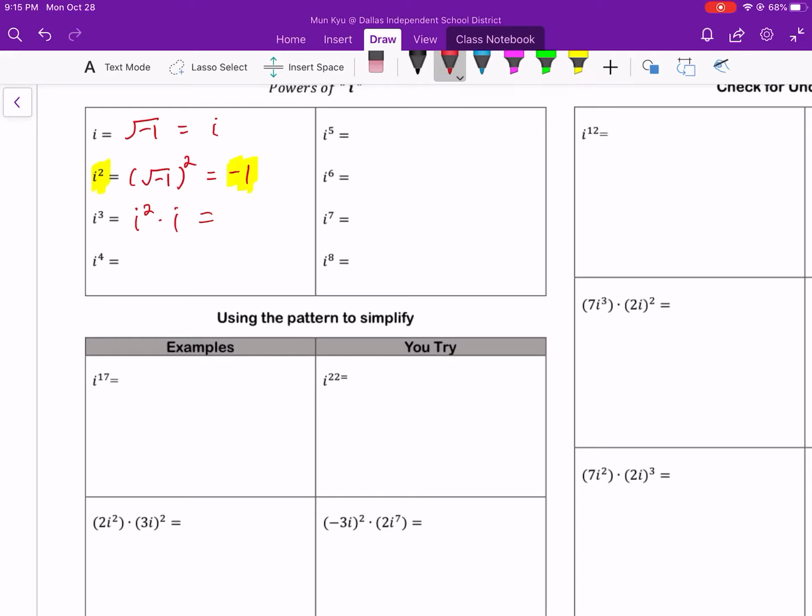Let's look at i to the 4th power. i to the 4th power is the same as i squared times i squared. And again, i squared is negative 1, so it's just negative 1 times negative 1, which is positive 1.